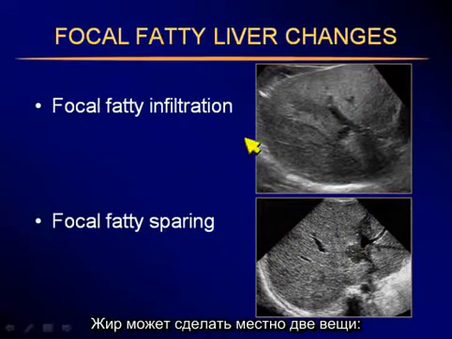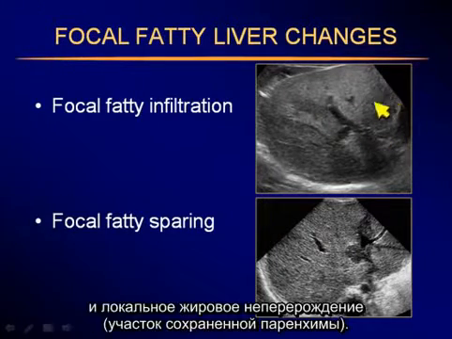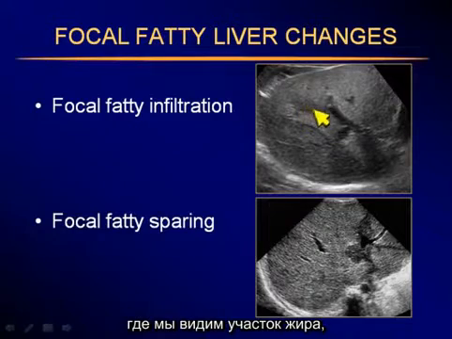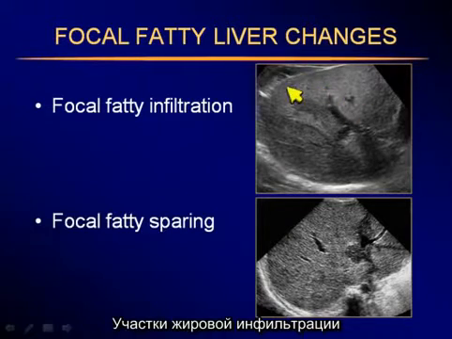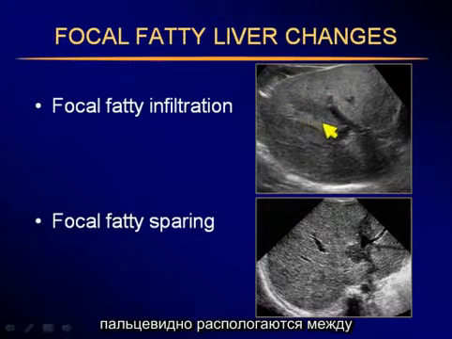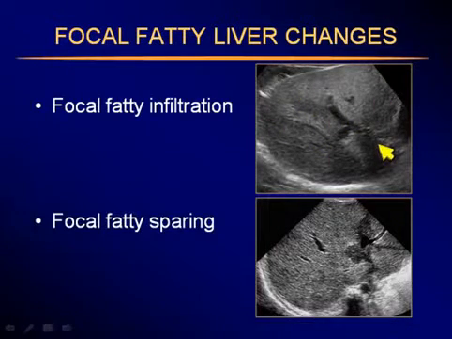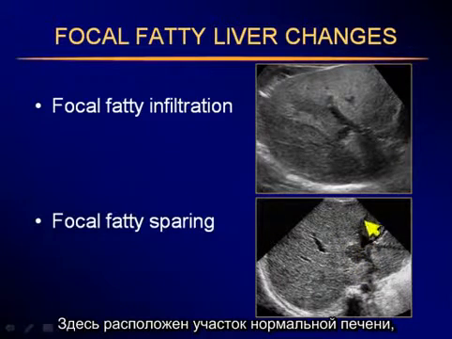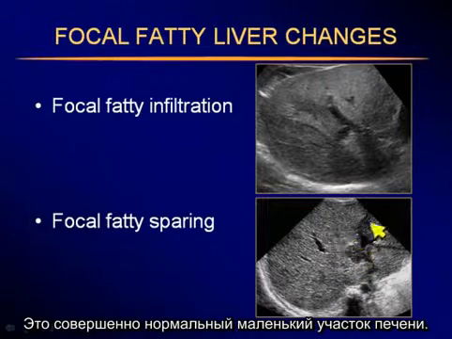Now, fat can do two things focally. We can have focal fatty infiltration, and we can have focal fatty sparing. Okay, here's focal fatty infiltration, where we have areas of fat. Now, the fat part is echogenic. Areas of fatty infiltration interdigitate between areas of normal liver parenchyma. And we also can have focal fatty sparing. Here are areas of normal liver, not affected by the fatty infiltration. You look carefully, you see little vessels inside. There's no distortion. This is a completely normal little liver pattern.